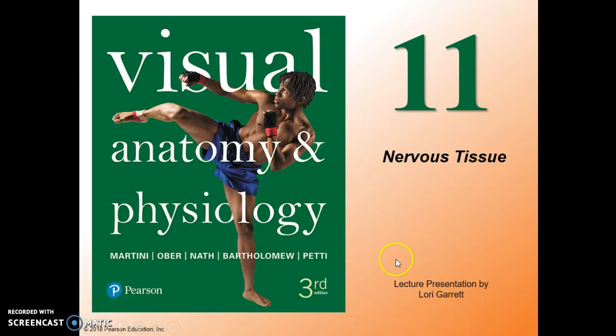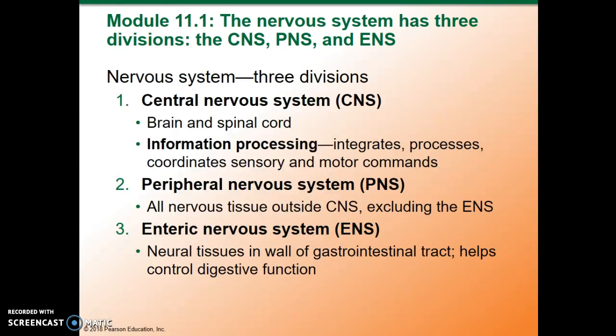This is the beginning of a long section on the nervous system. Chapter 11 is the first chapter, and we have 5 chapters on the nervous system. This intro to the nervous system is basically understanding that first picture in section 11.1. The nervous system has 3 major divisions.